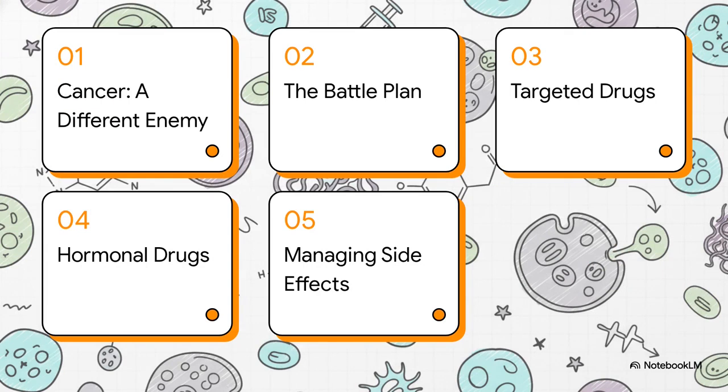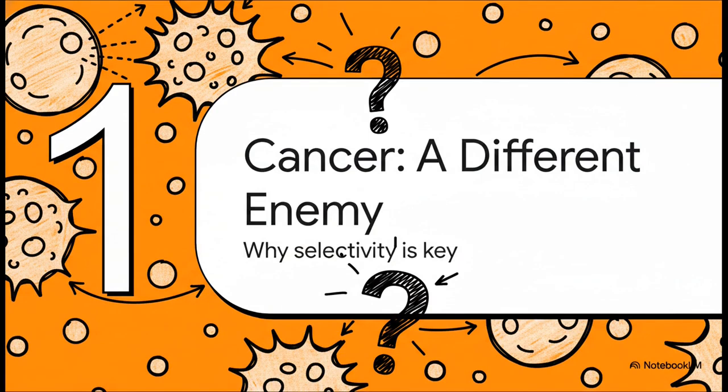So to understand how we tackle this enemy from within, here's our plan for today. First, we'll see why cancer is such a different kind of enemy. Then we'll look at the main battle plan. After that, we'll explore the new weapons in our arsenal, the targeted and hormonal drugs, and finally, and this is very important, we'll talk about how we manage the side effects.